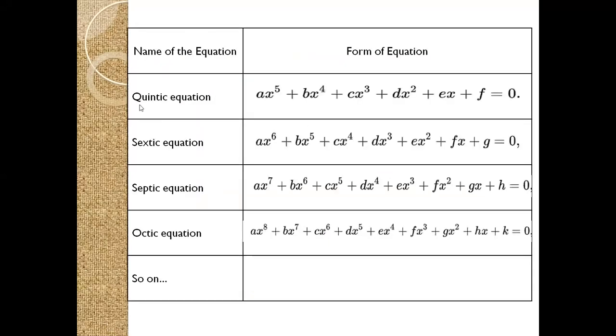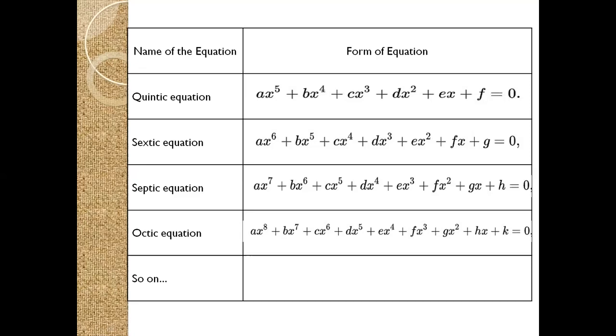For example, the next types: the quintic equation, power of 5, sextic equation, power of 6, septic equation, power of 7, octic equation, power of 8. In your competitive exam, you may get questions like this. Identify the equation. You will be given one equation and different names below, and you have to tick which equation this is. Or you may get match the following: on one side the name of the equation and on the other side the actual equation form, and you need to match the right equation to the right name.